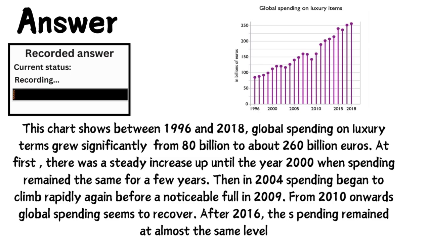This chart shows that between 1996 and 2018, global spending on luxury items grew significantly from 80 billion to about 260 billion euros. At first, there was a steady increase up until the year 2000, when spending remained the same for a few years. Then in 2004, spending began to climb rapidly again, before reaching a noticeable peak in 2009. From 2010 onwards, global spending seems to have recovered. After 2016, the spending balance remained at almost the same level.